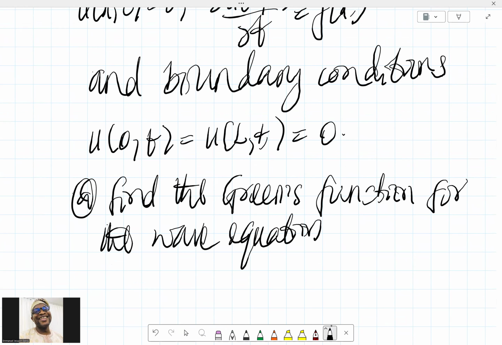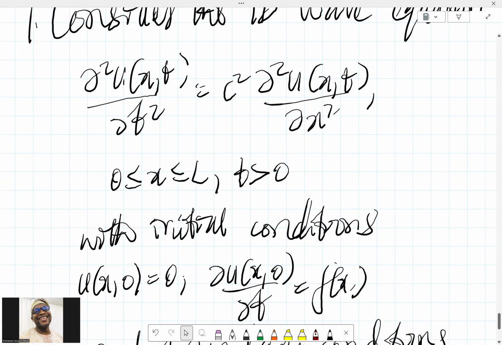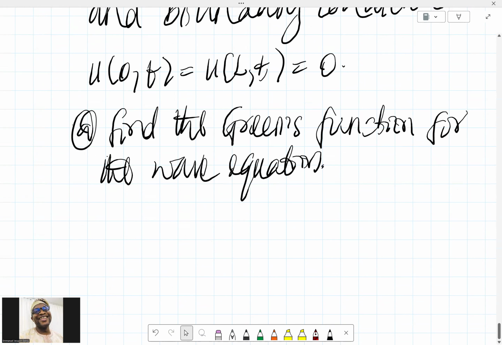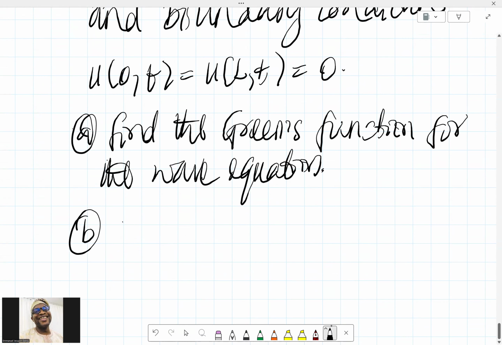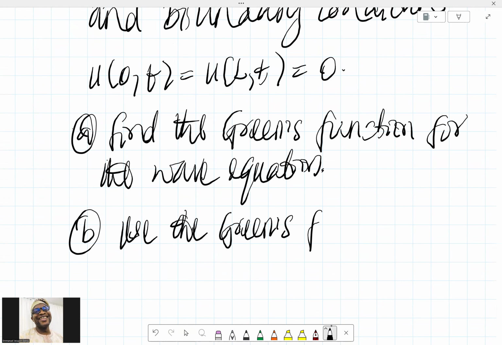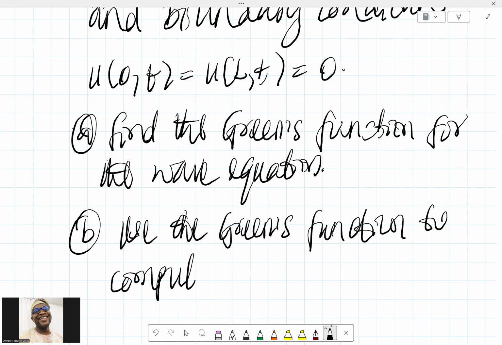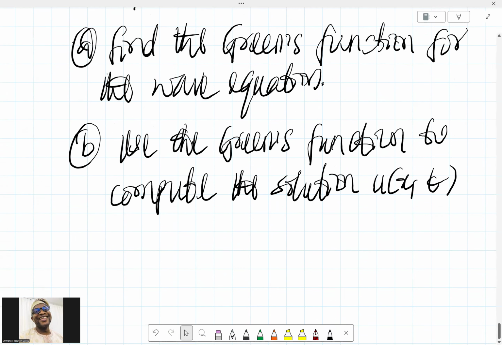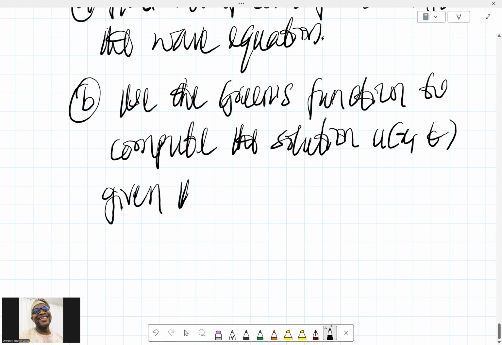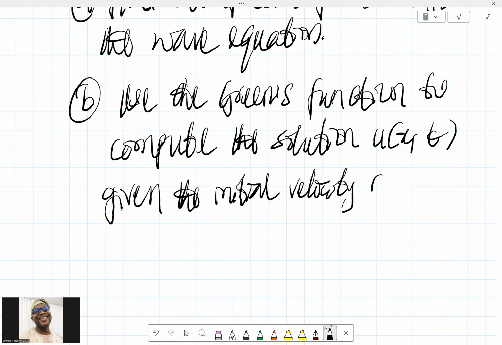Obviously, the operator L we saw initially is actually the second derivative in this case, because this is a second derivative, and on the other hand, it's also a second derivative. So you now have B: use the Green's function to compute the solution u of x comma t given the initial velocity f of x.